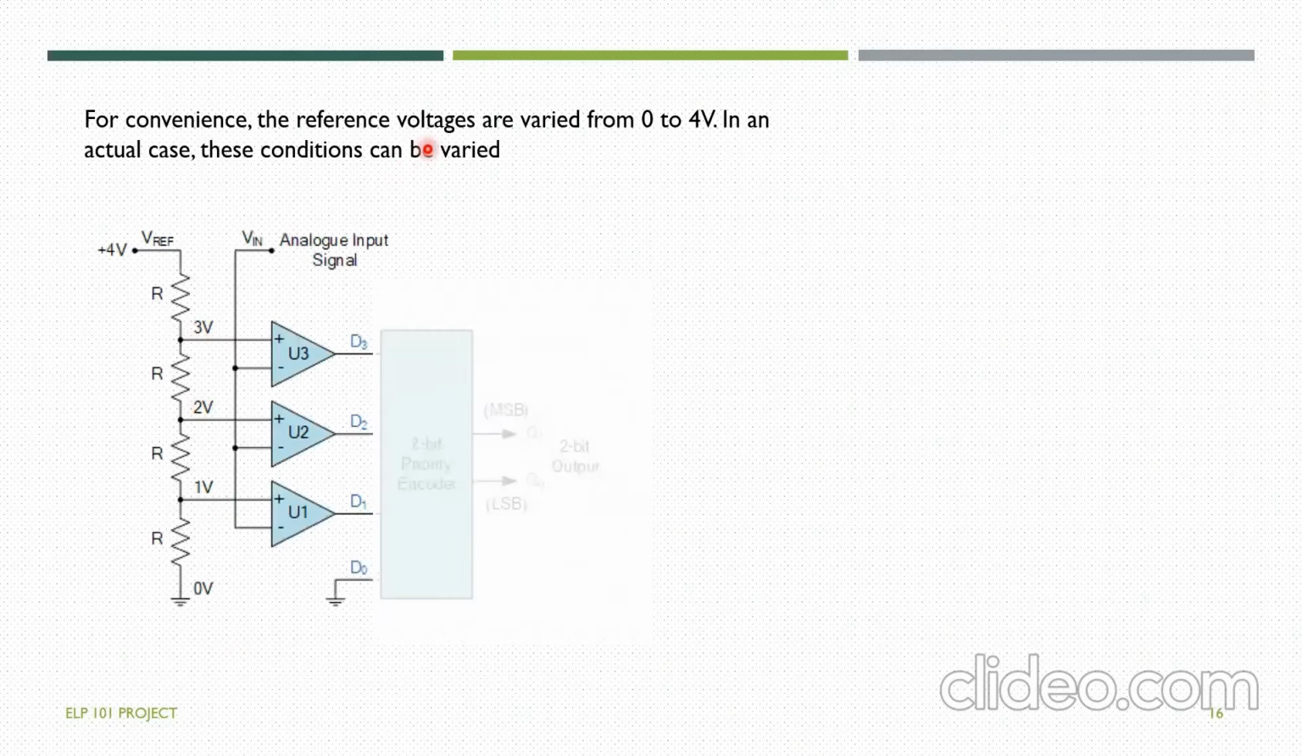For convenience, the reference voltages are varied from 0 to 4 volts. In an actual case, these conditions can be varied as per the requirement. And then we are varying the voltage from 4 to 0 volts. There's a ladder of resistances, each of resistance R, four in number and connected in series. And then there is an input signal which is given to all of these comparators. So here D0 is 0 as the D0 wire is grounded.